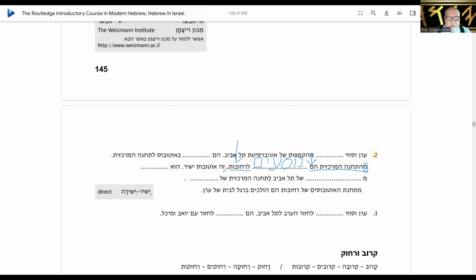How about let's just do the second one here. Ze otobus. Look at this one right here. This autobus is ze otobus yashar.